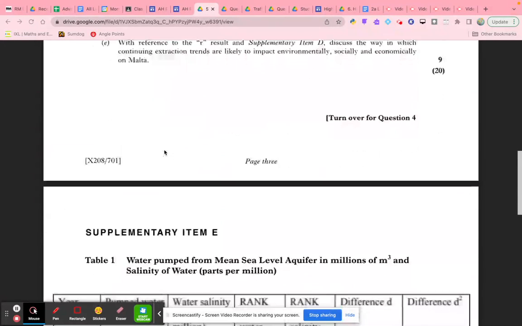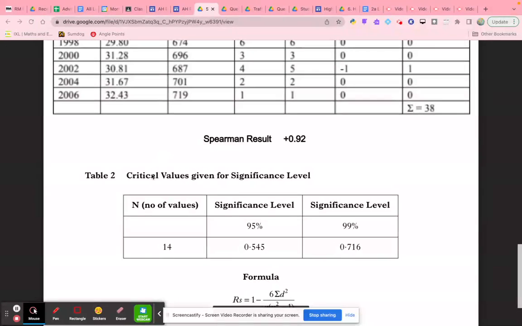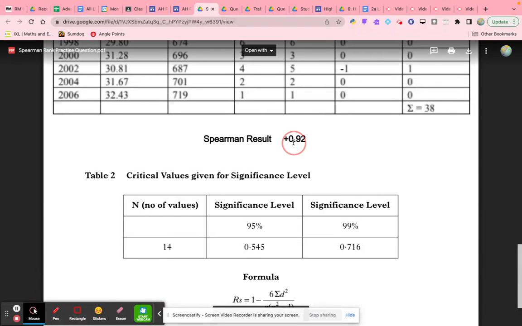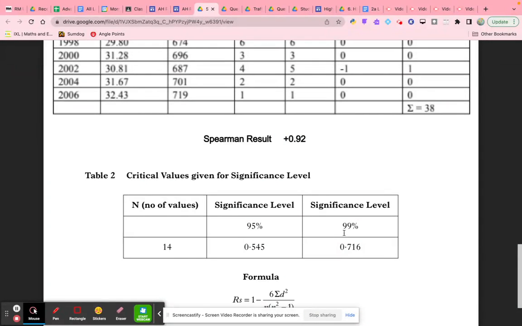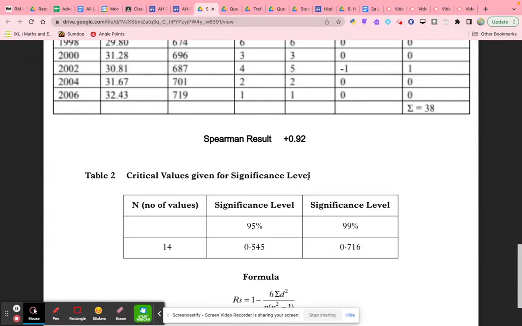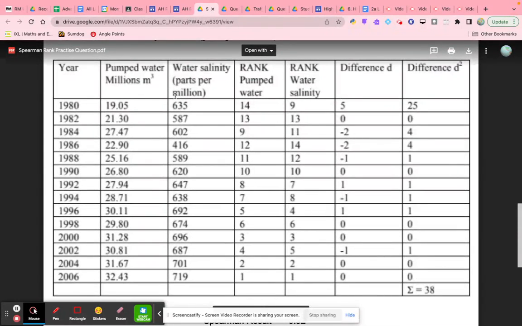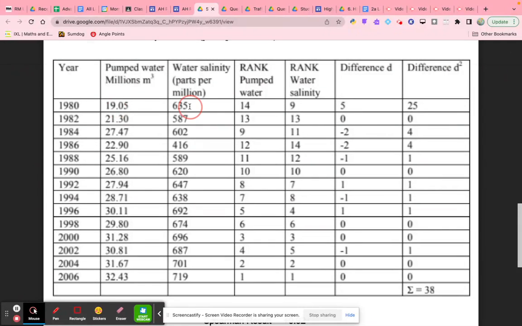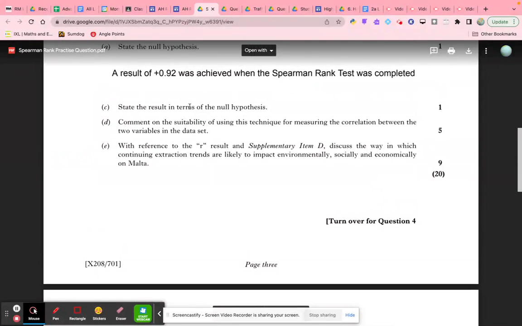However, is it statistically significant? Well, when we compare this to the table of critical values for an n of 14, we find that that plus 0.92 is indeed greater than the critical significance level of 0.99, for 0.716. So our value of 0.92 is higher than that. Therefore, we can reject the null hypothesis with a significance of 99%, which means we are 99% certain that there is a statistically significant relationship between the amount of water pumped and the water salinity. Okay, so that is our result.